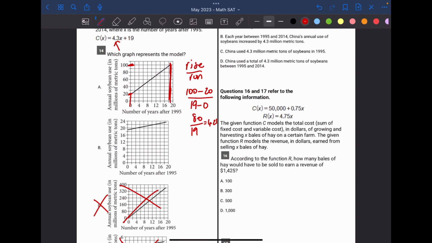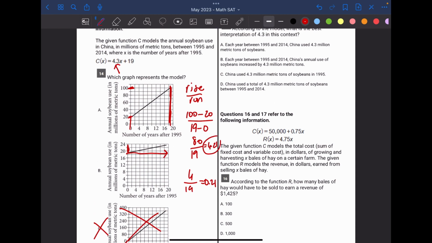Here the rise was only 4, and then the run was about 19 as well. So 4 over 19, this is obviously going to be wrong, but let's put it in the calculator no matter what. This would be 0.21. So which of these has a slope that is closer to 4.3? Obviously A, so A has to be the correct answer.